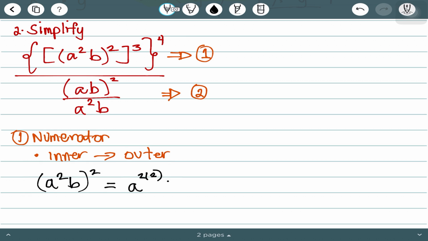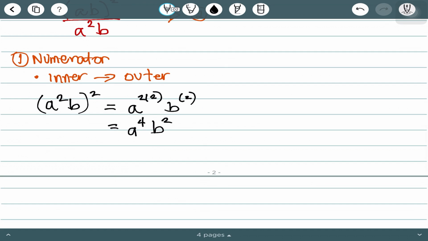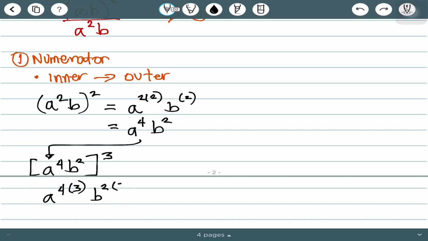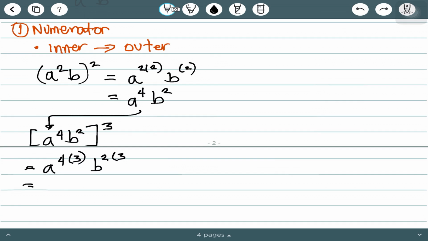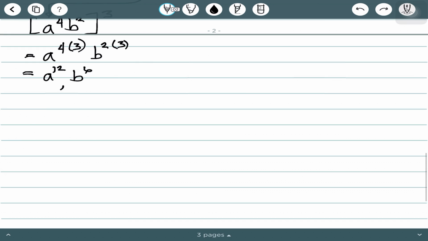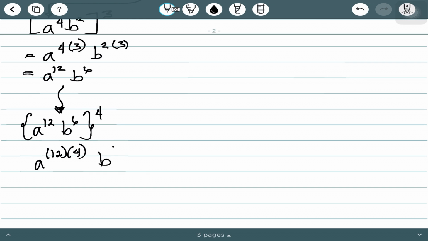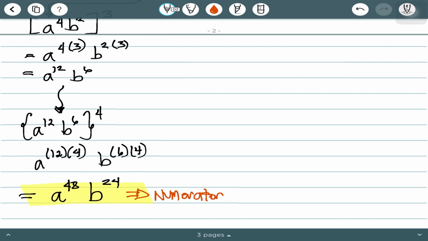So we can simplify this to become a raised to 2 times 2, b squared, or a raised to 4 b squared. This is further raised to the 3rd power, or the cube. So that would be equal to a raised to 4 times 3, b raised to 2 times 3. That will result in a raised to 12 times b raised to 6. This is further raised to the power of 4. So we will now have a raised to 12 times 4, b raised to 6 times 4. That will result in a raised to 48 times b raised to 24. And that is the simplest form for the numerator.